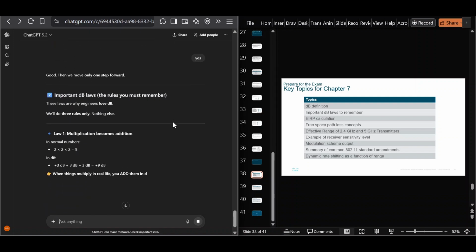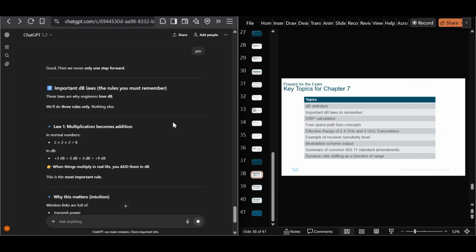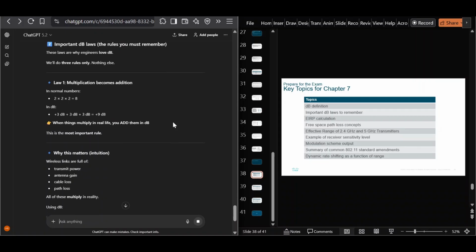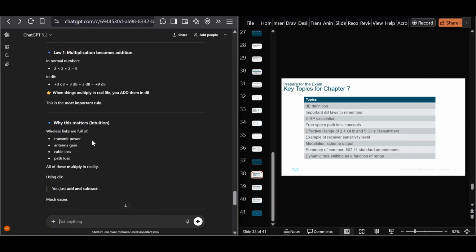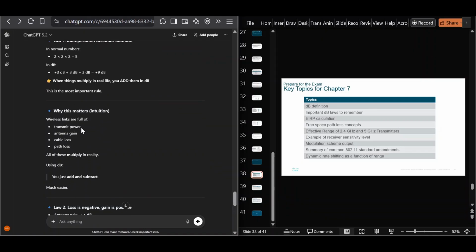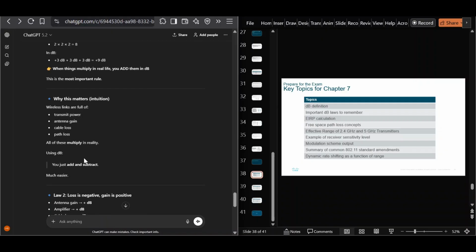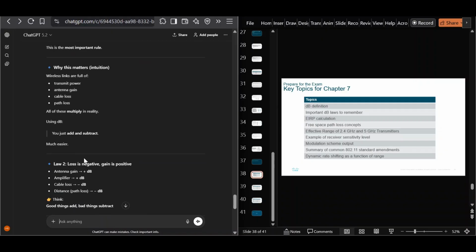Important dB rules and laws to remember. Multiplication becomes addition. In normal numbers, 2 times 2 times 2 equals 8, which is plus 9 dB. When things multiply in real life, you add them in dB. This is the most important rule. Why does this matter? Wireless links are full of transmit power, antenna gain, cable loss, path loss. All of this multiplies in reality. Using dB, you just add and subtract, much easier.